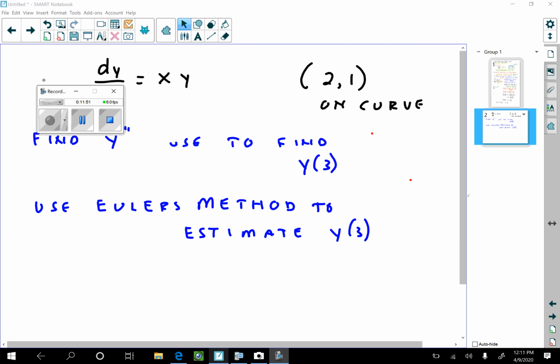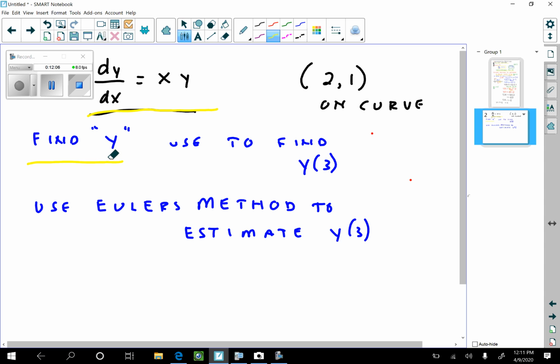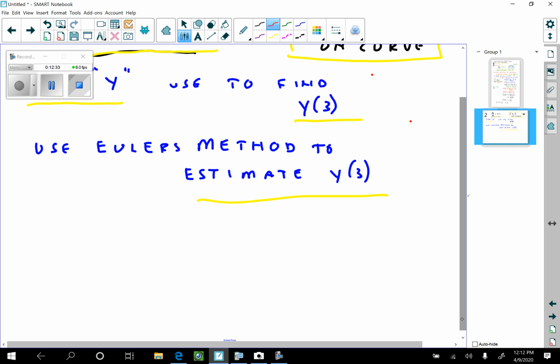Okay, what I'm going to do now is show you, we're going to solve a differential equation. We're actually going to solve this dude right here because I can. This is a separable one. I'm going to find y. I'm going to solve the differential equation. This is going to be my initial condition, 2, 1 is on my function. And I'm going to use my y to actually find 3, and then I'm going to use Euler's method to estimate y of 3. All right, so this is a separable differential equation. So let's get to solving this rascal right here.